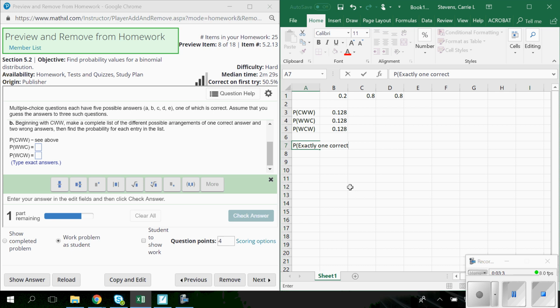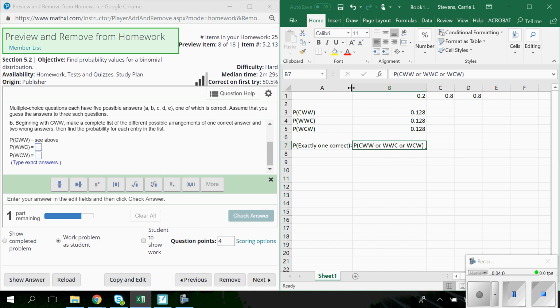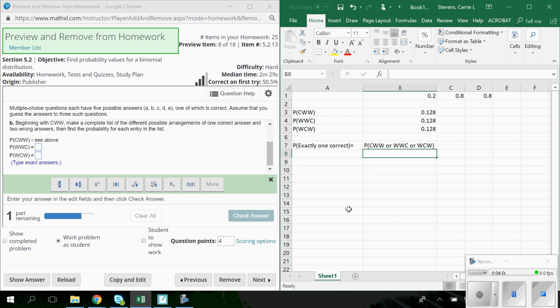Okay, so then the probability of exactly one correct in 3 guesses is going to be, let's say, the probability of correct, wrong, wrong, or wrong, wrong, correct, or wrong, correct, wrong. Okay, and since that's an or question, I'll put the equals over here so it doesn't think I'm calculating. So since that could be translated as an or question, we could use the addition rule. So then we would say the answer is the sum of all those individual probabilities. And so that's the answer.